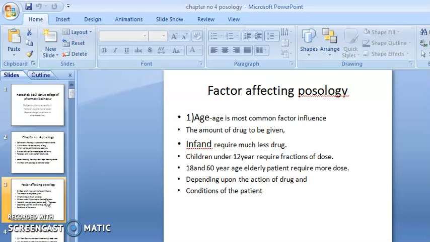Age is the most common factor influencing the amount of drug to be given. Infants require a much lesser dose. Infant means a child less than 1 year, which requires a very low dose because of very high body water content. Children under 12 years require a fraction of the adult dose. आता जे चिल्ड्रन्स आणि इन्फंट आहे त्यांना डोस कमी लागतो as compared to your adult dose. Whereas elderly patients over 60 years require a smaller dose, depending upon the action of the drug and the condition of the patient.